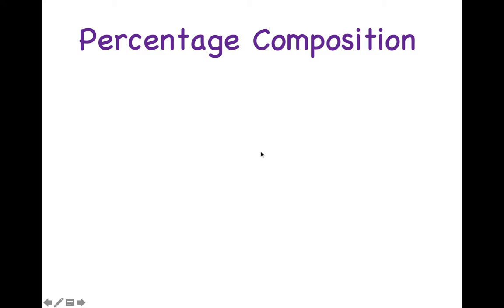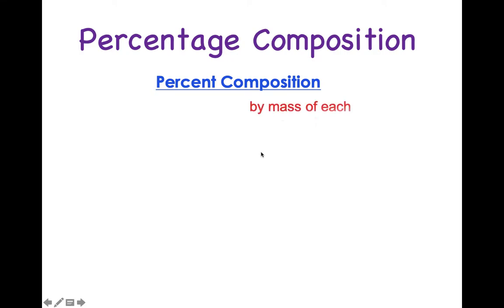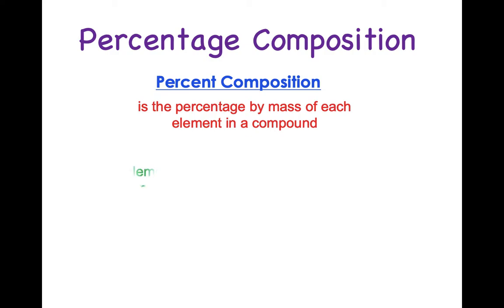The topic for today, and the last one in Chapter 7, is percentage composition. Basically, if you have a compound, say water, H2O, what percentage of a water molecule is hydrogen, and what percentage of that water molecule is oxygen? What percent composition does is, if we know the mass of each element in the compound and the overall molar mass, we can figure out the percentage of each element in that compound. Basically, you're just finding a percentage.